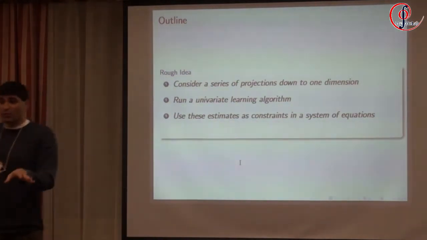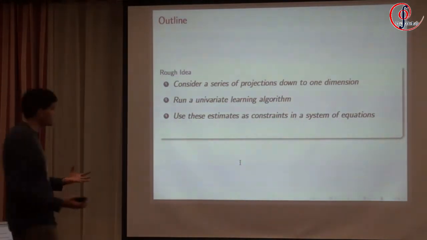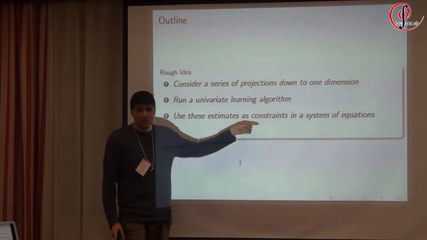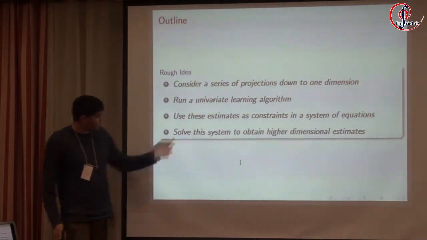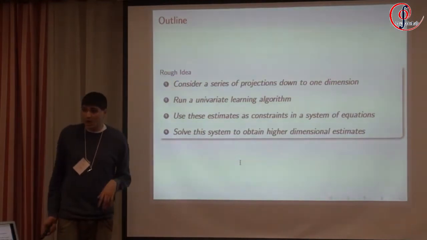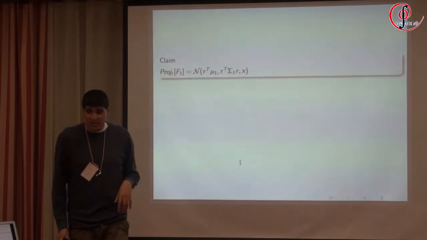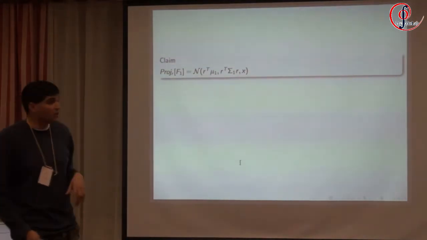Each direction which we project on and have a univariate mixture of two Gaussians, when we learn its parameters, those parameters are going to give us constraints on the higher dimensional mixture of two Gaussians, which then we can solve this linear system to actually obtain provably good estimates in higher dimensions. So that's the basic idea. So let me walk you through how exactly you can get this idea rolling.